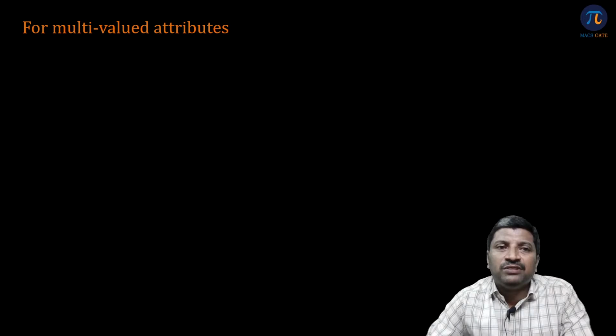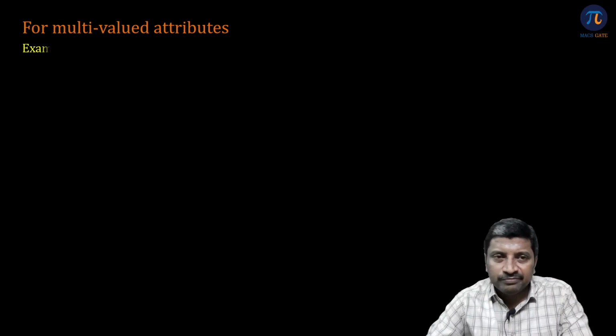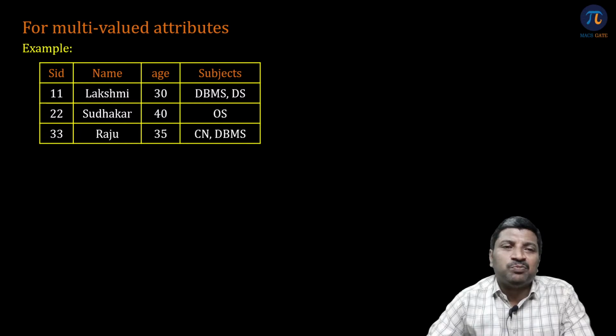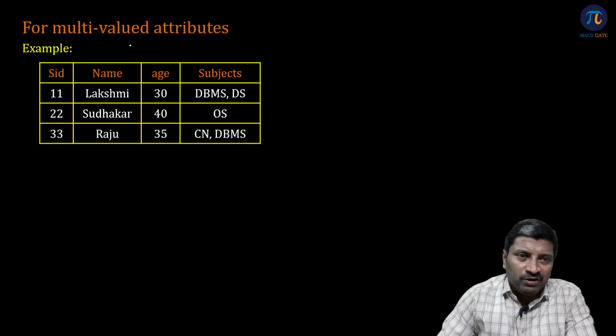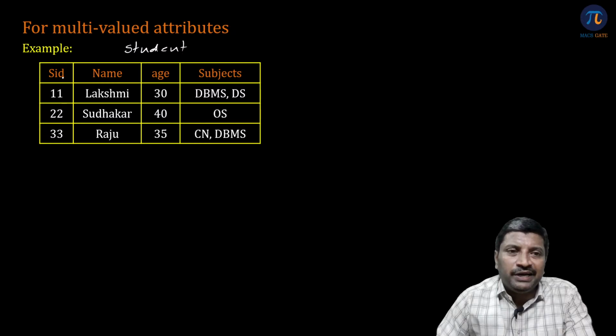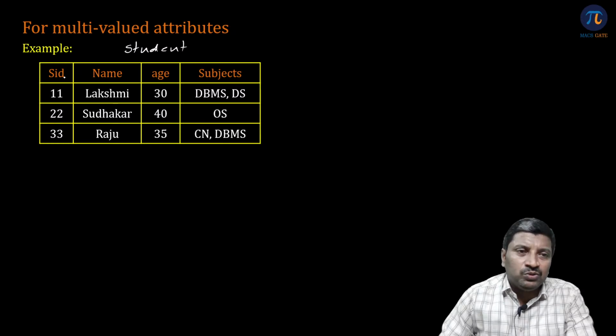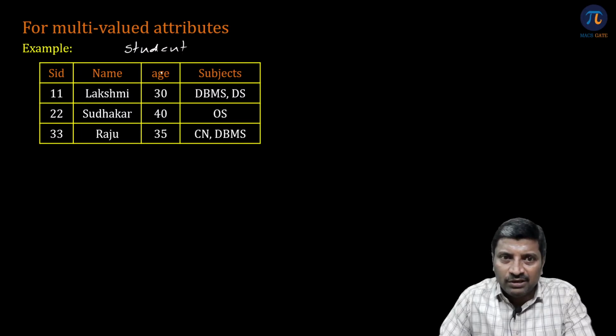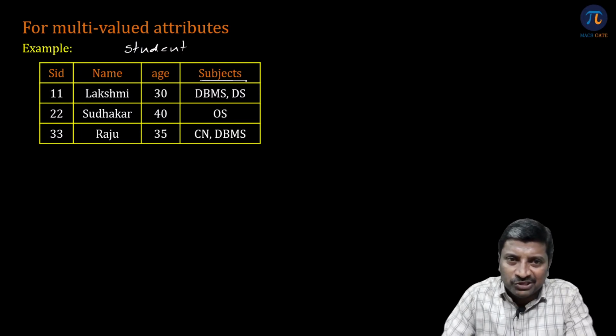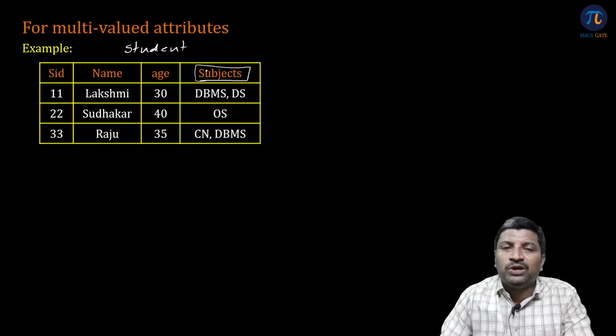Then how to deal with multi-valued attributes. For example, suppose I am having the table student in which we have attributes student ID, name, age, subjects. When coming to student ID, name, age, they are very clear, and they are atomic. Let's come to the attribute subjects. Actually, here my intention is what are the subjects the student is enrolled in the course, right?